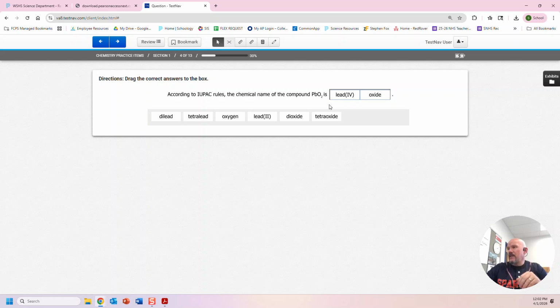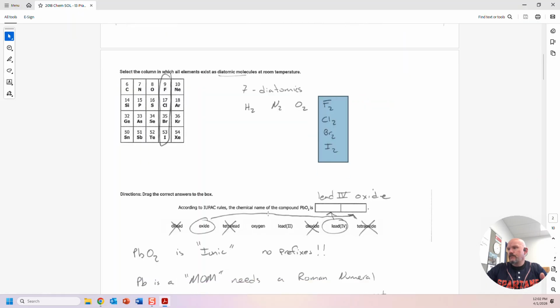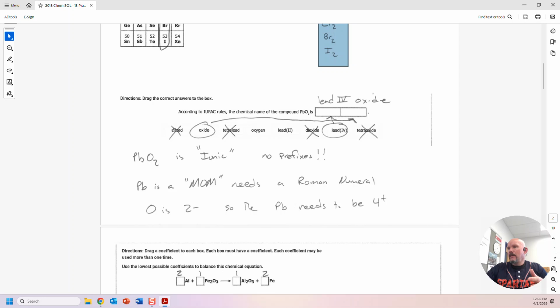Now, a lot of students are going to make the mistake and think it's lead 2. But remember, oxide is a 2- ion. And based on the formula, you have 2 of them. So that's a total of 4-. So the lead has to be 4+. So this is lead 4 oxide, right? So like I crossed out these because I knew I shouldn't use the prefixes because I have an ionic compound. And then I got to remember oxygen is 2-. But since I have 2 of them, the one lead has to be 4+ to balance the charge. So lead 4, not lead 2. Okay.